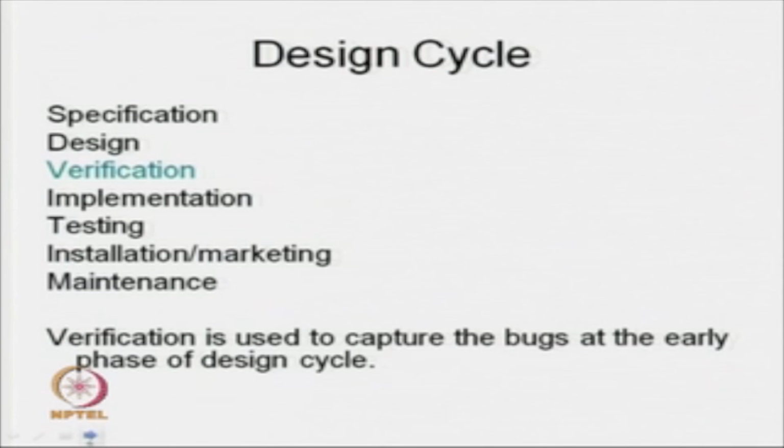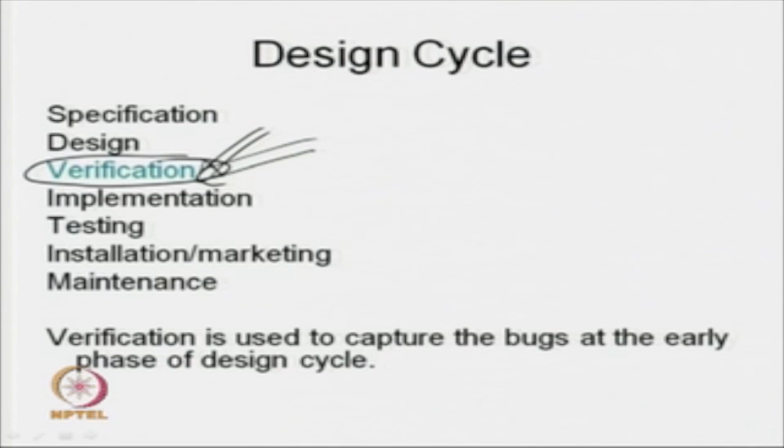So, for that, in our design cycle we are incorporating one more phase, which is verification. In this part of our course we are going to look at those verification issues: what are the ways we are going to verify, what we are going to verify, and to some extent why verification is needed. Secondly, there are several ways of doing verification, but here we are going to look at formal verification only. Verification is used to capture the bugs at the early phase of design. You can see that we have placed the verification component just after design.